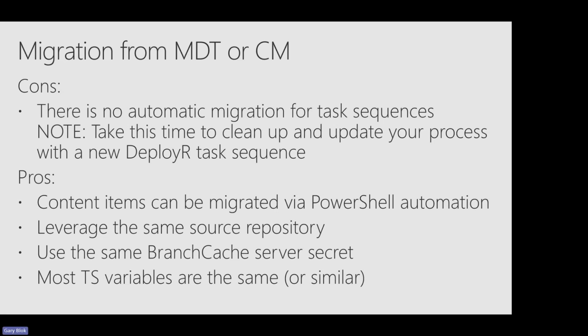Other tricks that we've used: if you're using Config Manager today and you're using BranchCache, whether you're consciously doing it or not, you have a lot of cache out in your environment. So when you move to DeployR, you can set DeployR's BranchCache secret to the same thing that the Config Manager environment had. As you're doing deployments, it's going to start using content that's already distributed out in your environment. You'll be surprised at how much content you'll be able to pull from peers without having done any additional work at all.